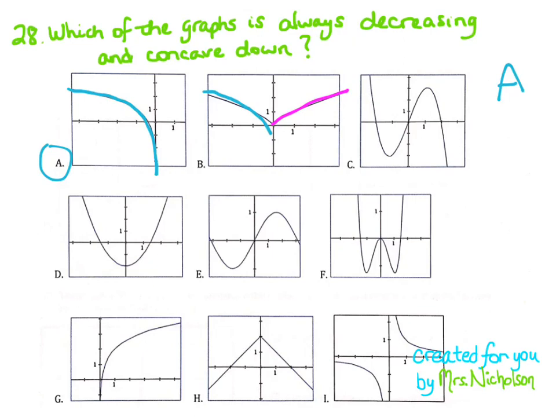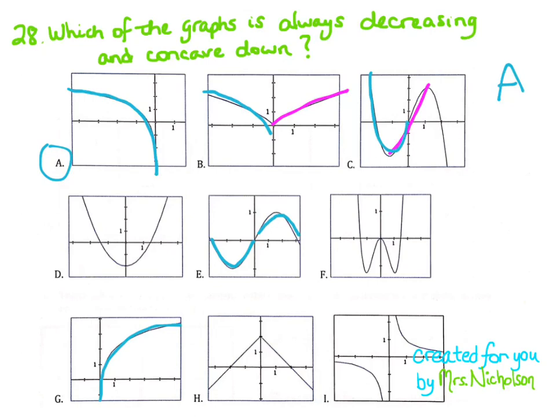Graph C starts out decreasing, but right here it's increasing. Also, it starts out concave up, so that's a no. Graph D is always concave up. Graph E is changing concavity. We're concave up and then concave down. F, same thing. G, always concave down, but it is increasing, so it also doesn't fit the criteria. Graph H has no concavity. Remember, whenever we have straight lines, if there's no curves, then you can't be concave up or down.